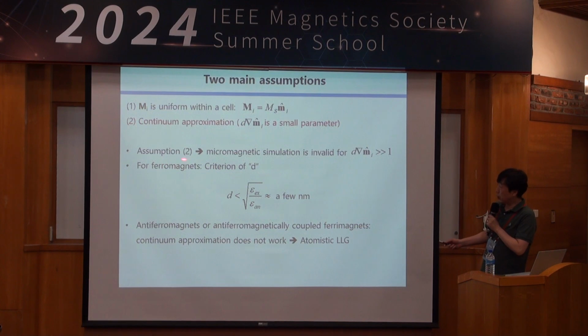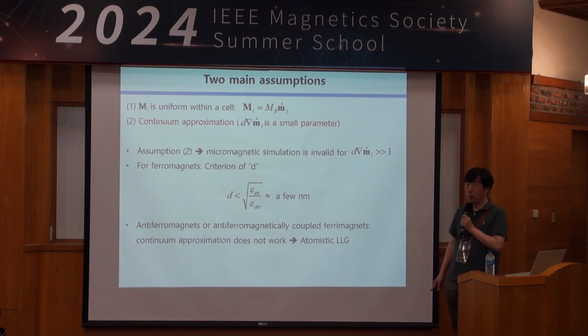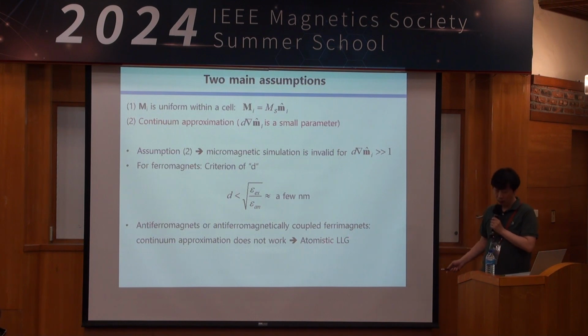So for the ferromagnet, we can define this length scale. For the antiferromagnet, there is no way to define this length scale, so you have to go to the atomistic LLG equation.